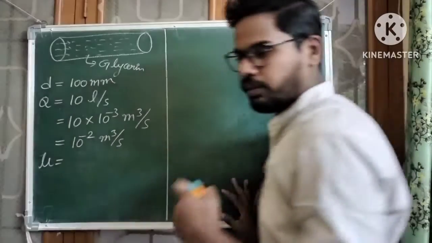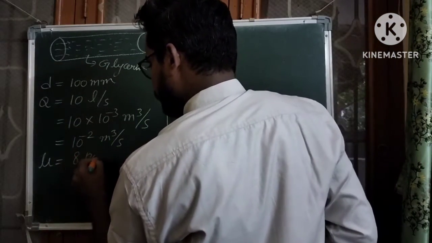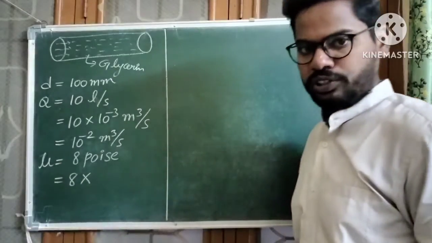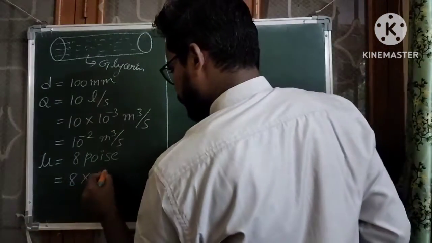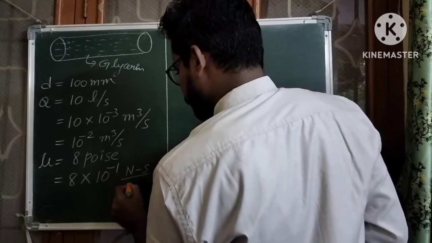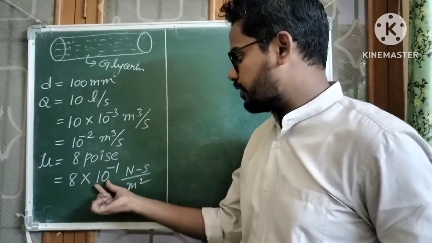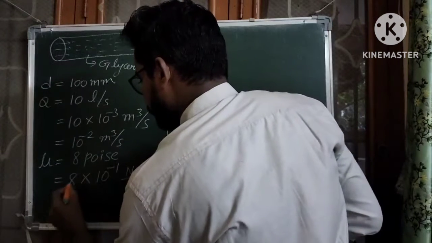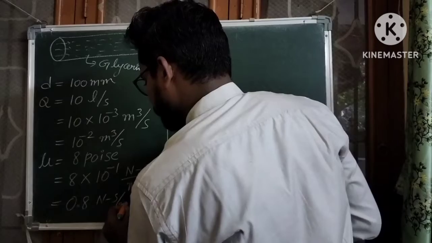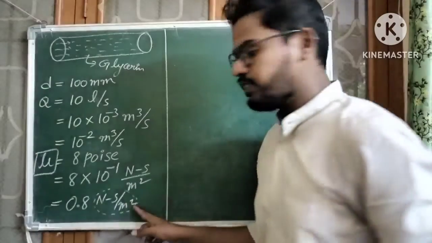Next, given dynamic viscosity, denoted by mu. Here the dynamic viscosity is 8 poise. And 1 poise is equal to 10 to the power of minus 1 Newton second per meter square. So 8 into 10 to the power of minus 1, that is 0.8 Newton second per meter square. This is the SI unit of dynamic viscosity.